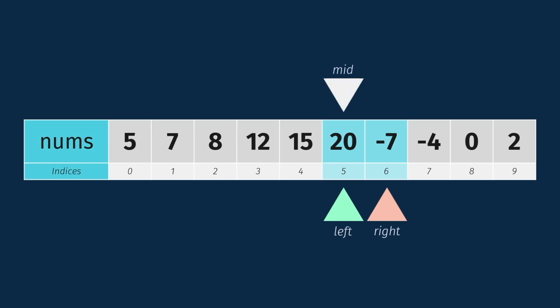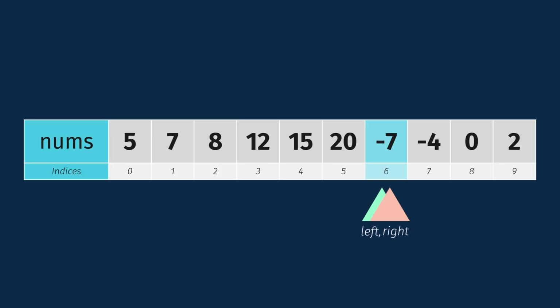Our mid pointer is at index 5, pointing to the value 20. We compare nums at the index of mid with nums at the index of right. Is 20 greater than -7? Yes, it is. Because nums at the index of mid is greater, we know the minimum must be to the right of mid. So we move our left pointer to mid plus 1, which is index 6.